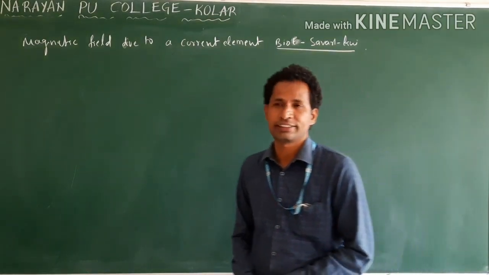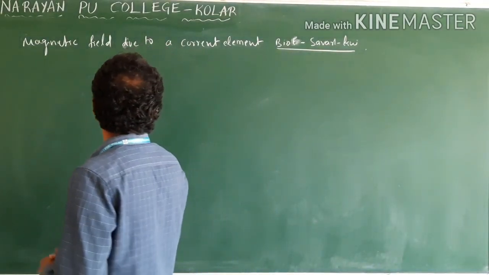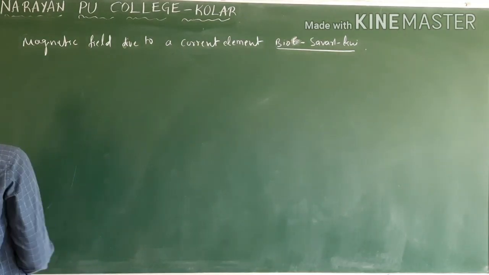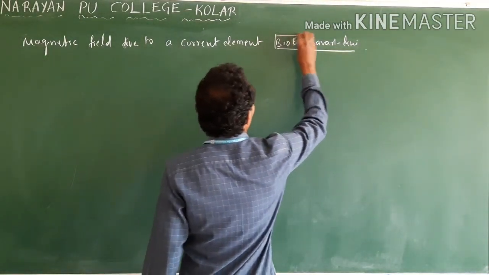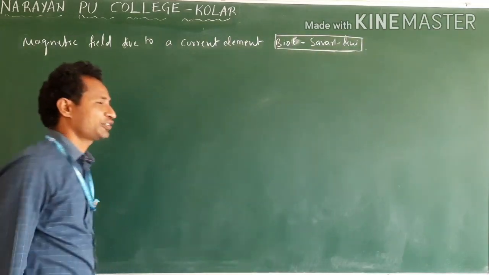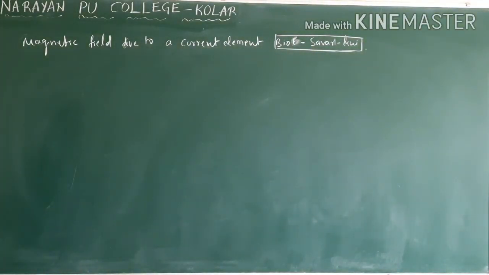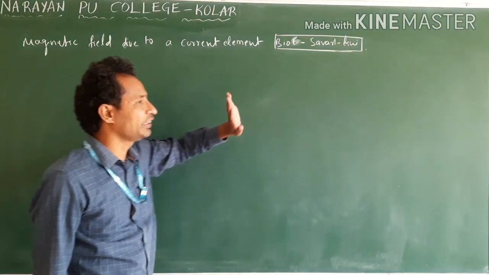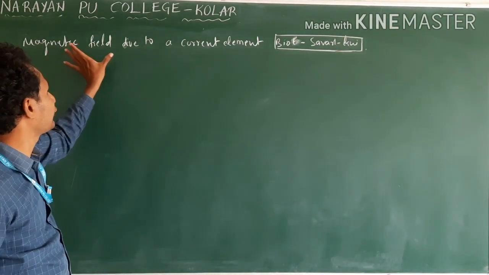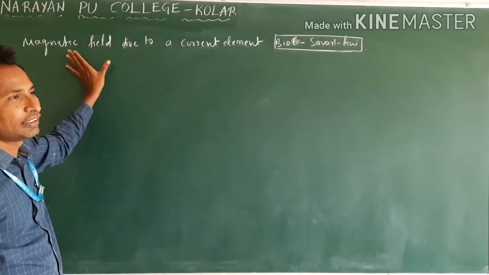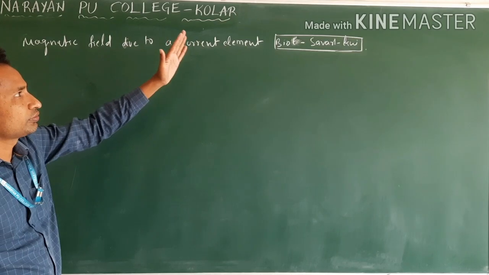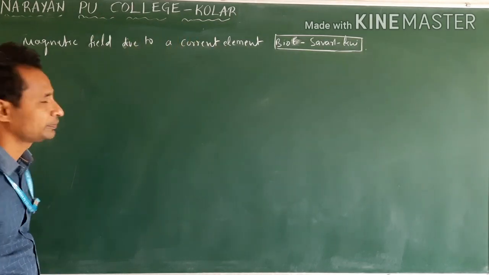Now the next discussion: magnetic field due to a current element, the Biot-Savart law. This is very important. First we try to understand the Biot-Savart law. Using this law we will derive the magnetic field due to a current element.